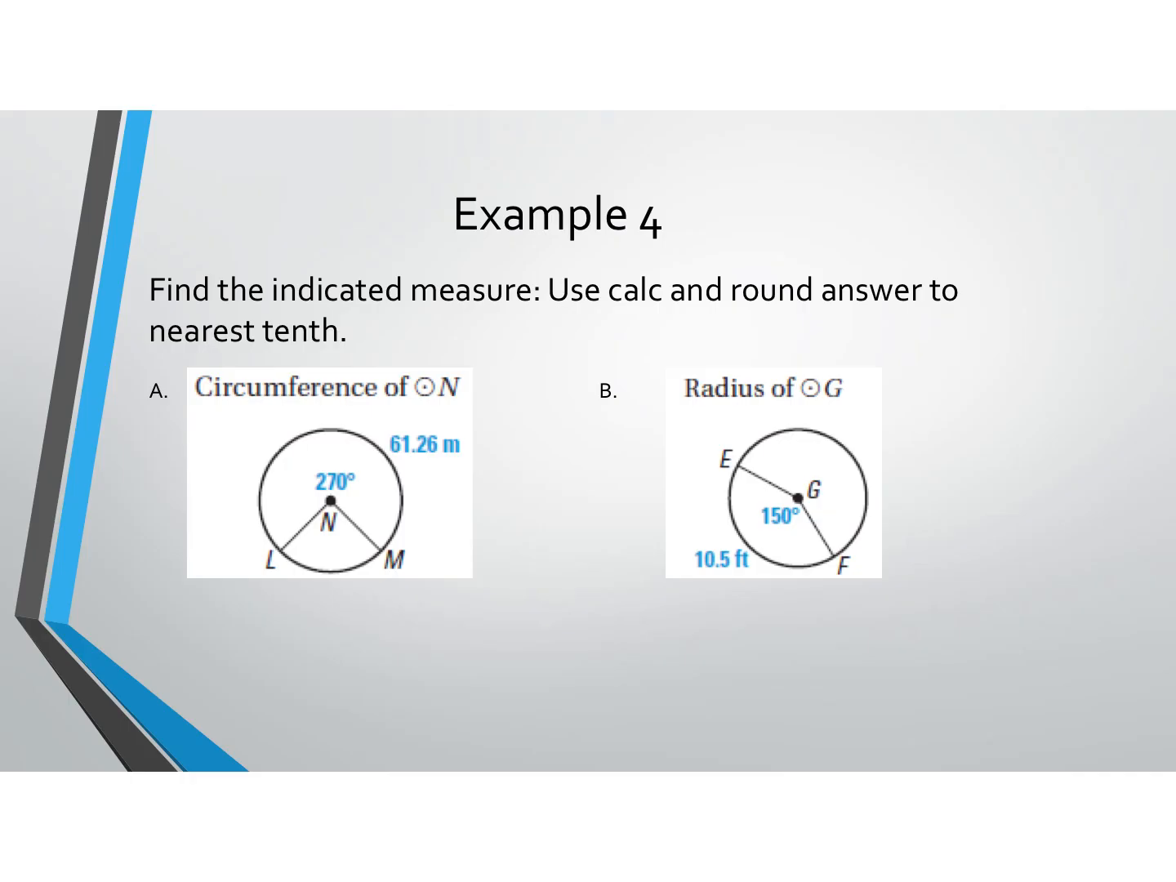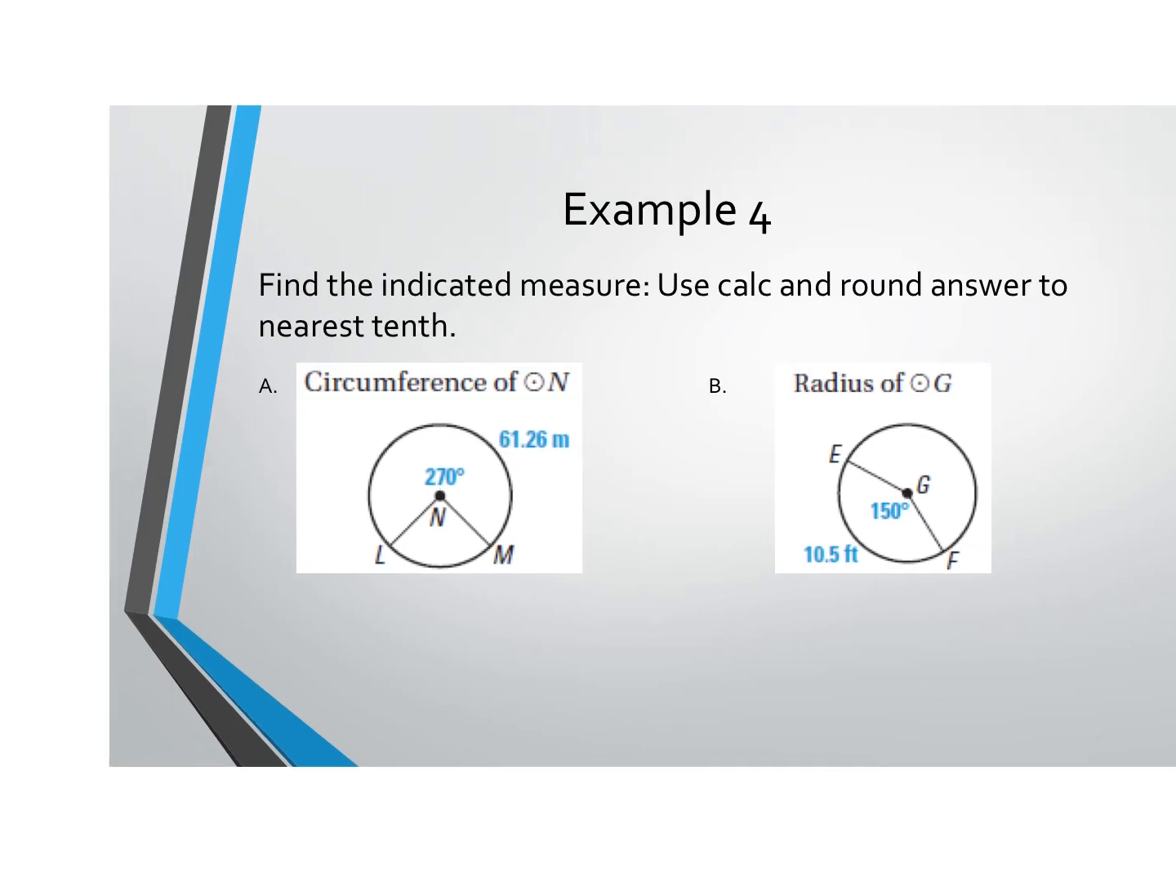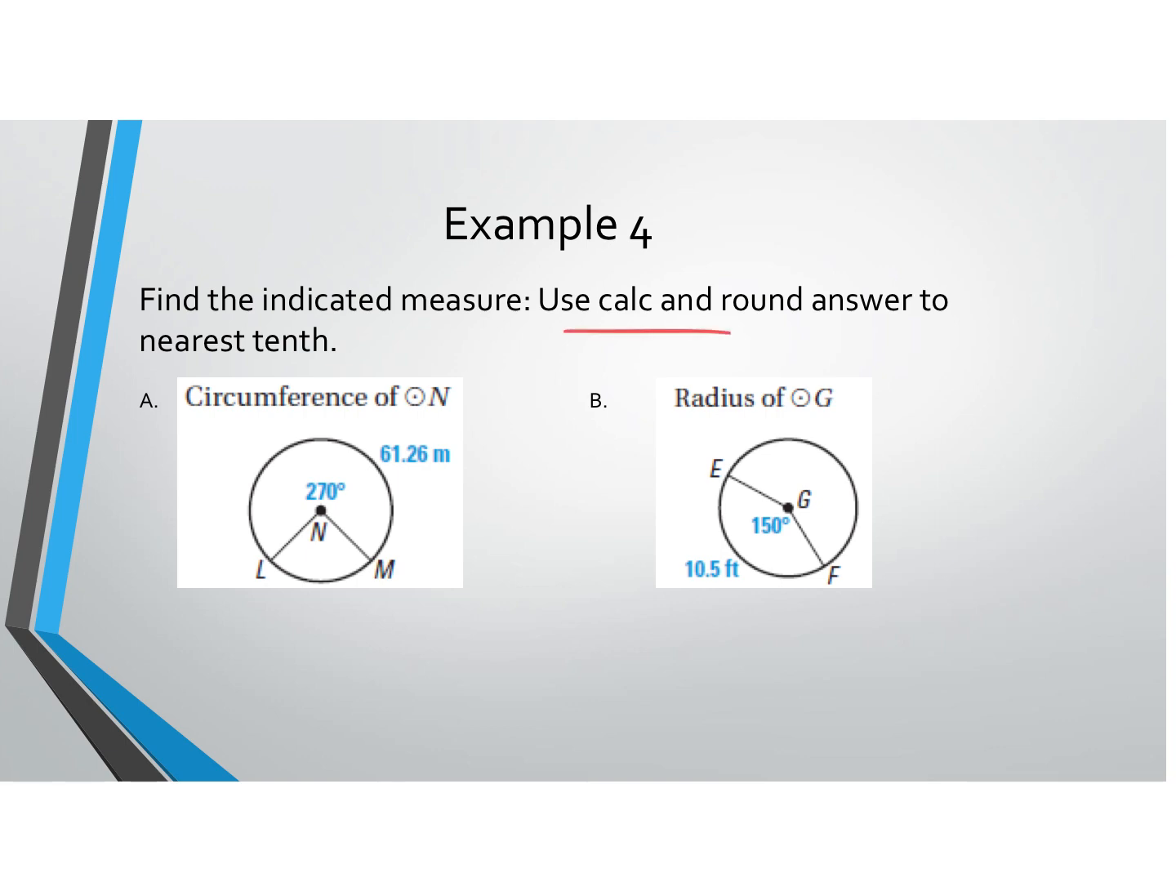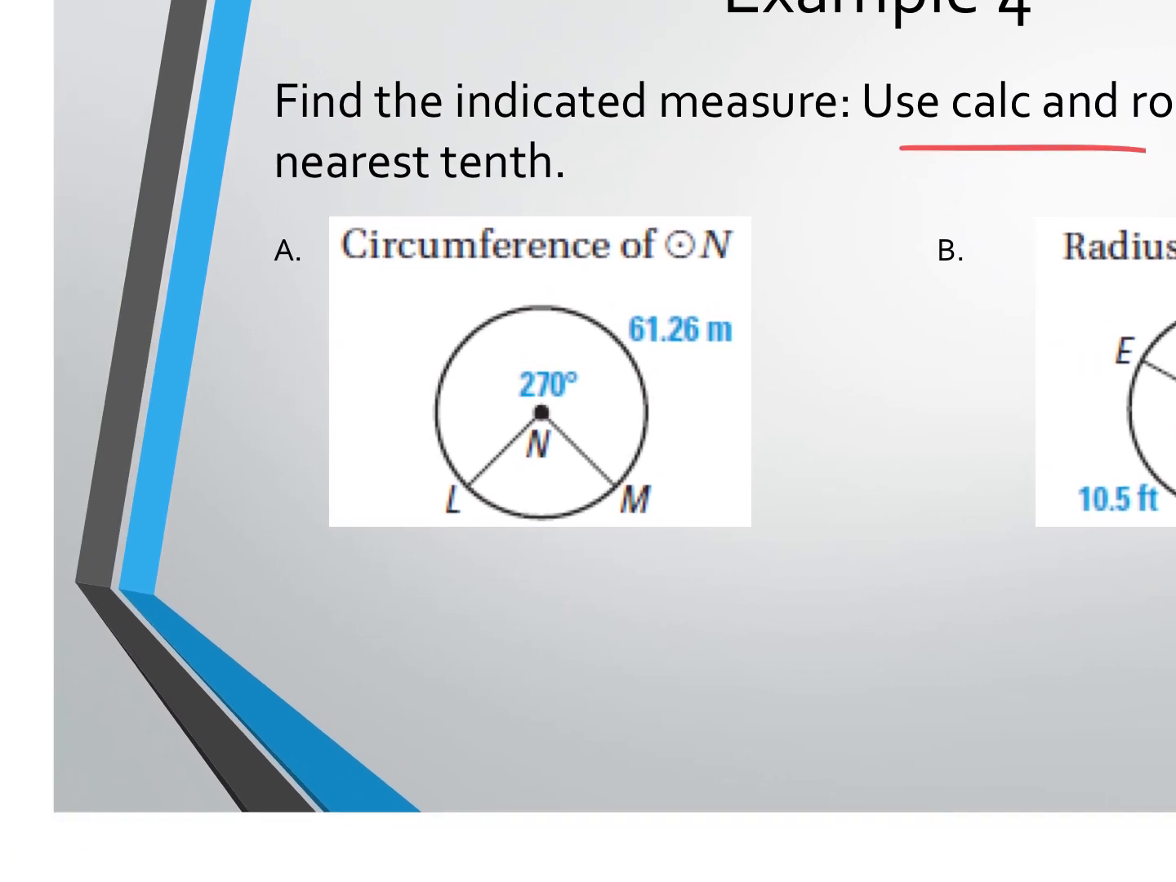All right, the next example, notice the instructions say to use your calculator. So notice this part A really looks like the previous example, but notice the length of my arc is a decimal. There's no pi here. So that's why I'm using my calculator.